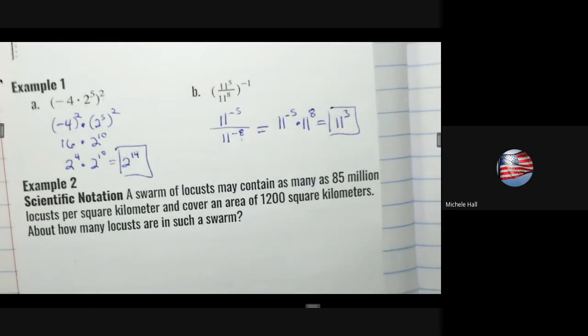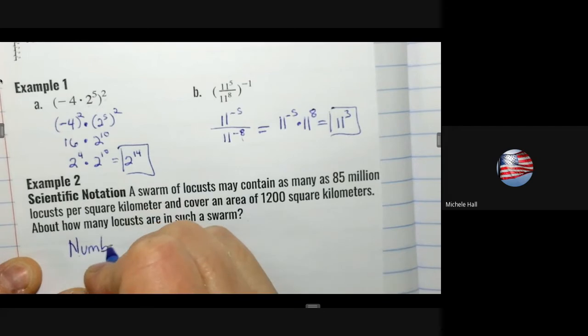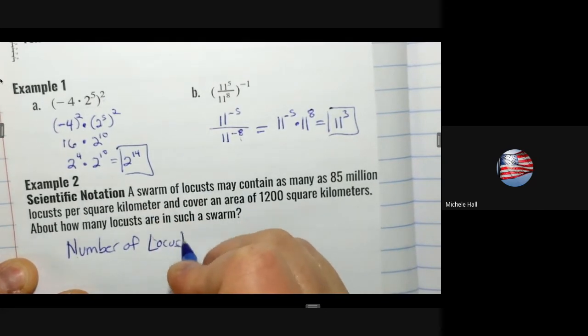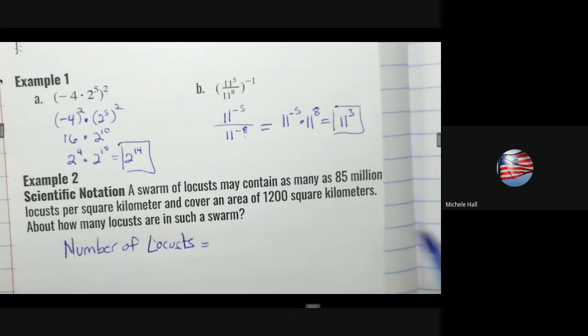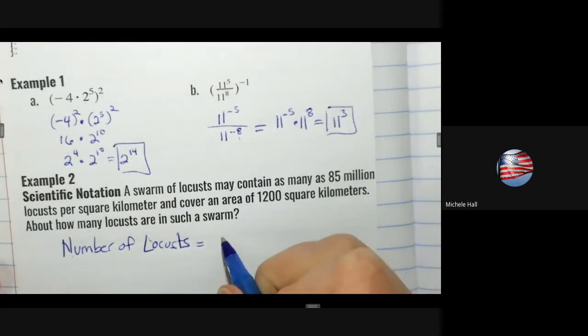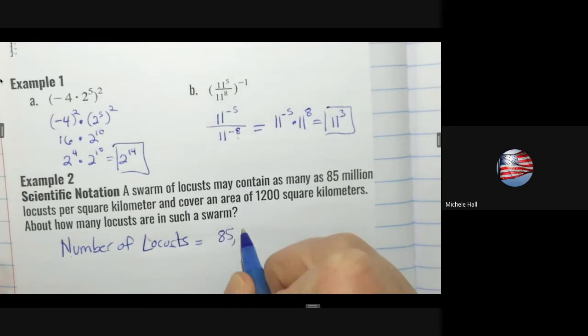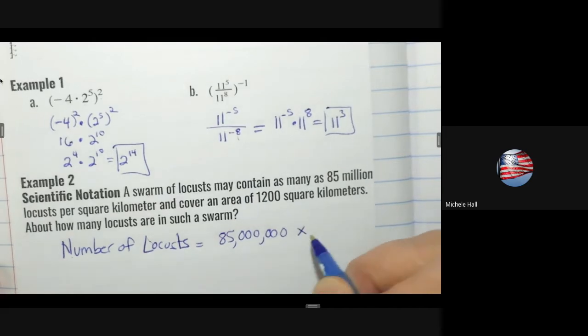The number of locusts would be 85 million times 1,200. So we have 85 million times 1,200.